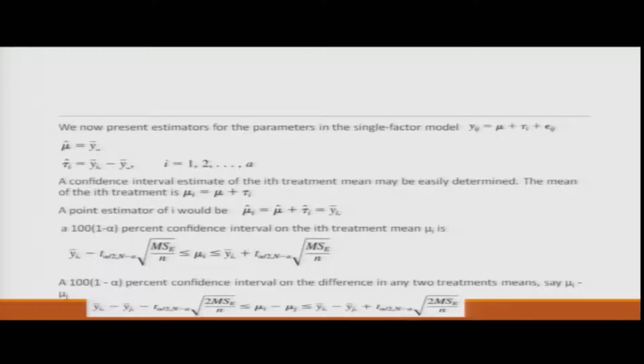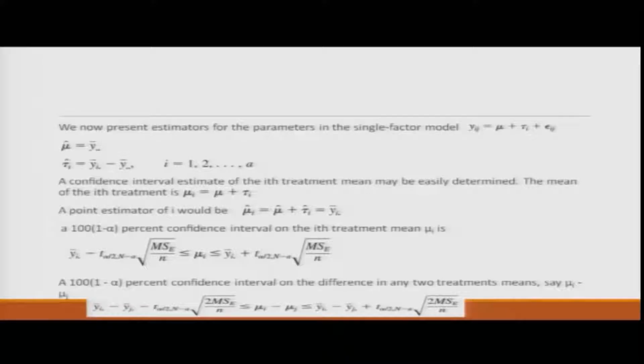So, mu hat, the estimated value of the mean, will be y bar dot dot, because you are summing up over the samples for any treatment as well as for all the treatments. And tau hat for the ith treatment is found by summing up all the y values for that treatment, finding the average, and taking the difference of this average from the average of the averages, which is y bar dot dot, also mu hat.